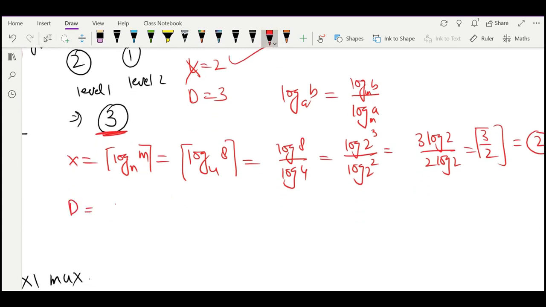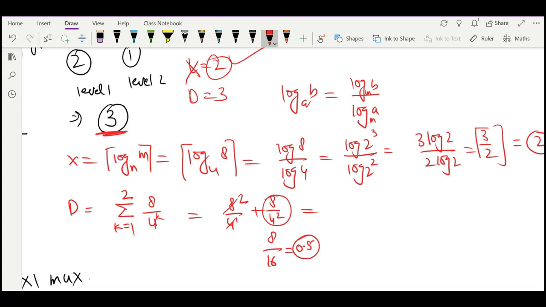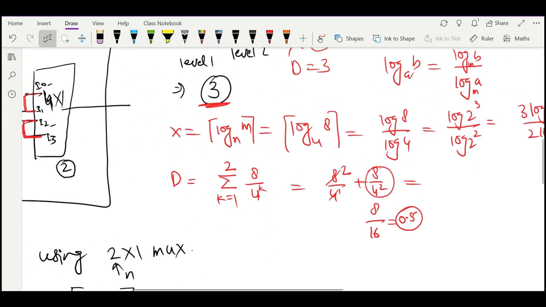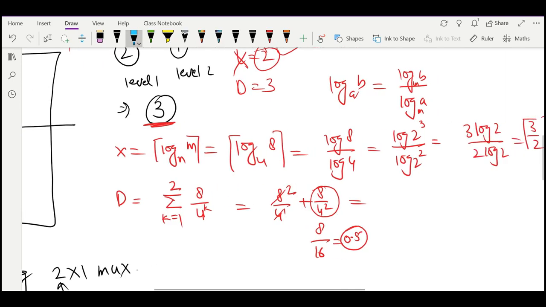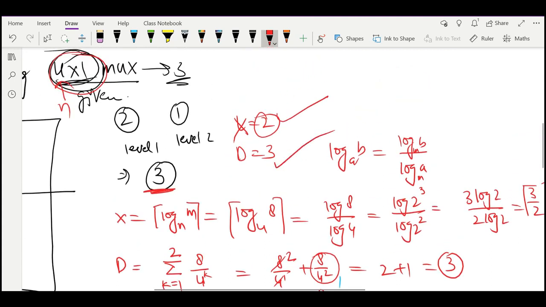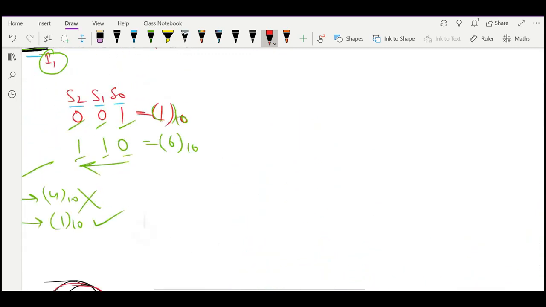Now if you want to find out d, so d is summation of k equal to 1 to 2, which is x. Okay, now m is 8 divided by n, which is 4 to the power k. Now what you have to do is 8 by 4 to the power 1 plus 8 by 4 to the power 2. Now you can see that when you divide 8 by 4, you get 2. But here you have 8 by 16. If you divide it, you get 0.5. That means half a mux. And you can see here, we have used only 2 lines out of 4 lines. So basically we have used only half a mux, but there is nothing called half a mux. So we have to use whole muxes only. So we will consider it as 1 only. So that means 2 plus 1 is equal to 3. So here also d is 3. This is verified.